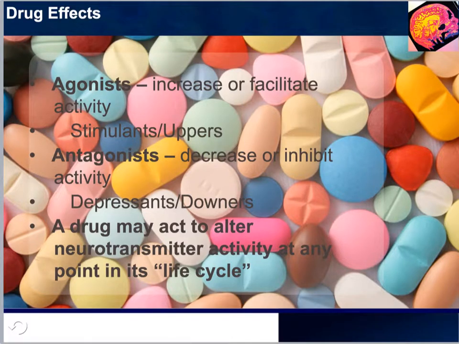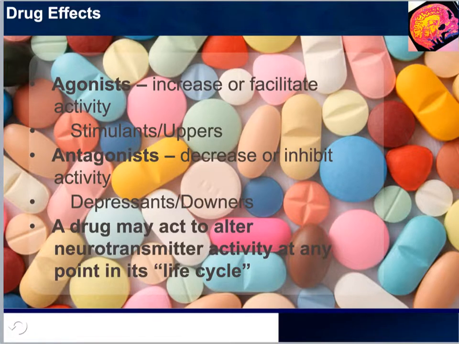We have 2 main drug effects. We have agonist drugs, which basically increase or facilitate activity. These are stimulants or uppers. An example of that would be caffeine, as it is one of the most common substances. Antagonists would decrease or inhibit activity, and that would be an example of a depressant or a downer. And the most popular of them all would be alcohol, because of its legality.